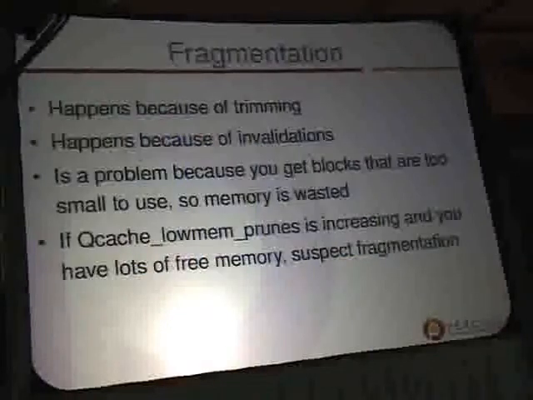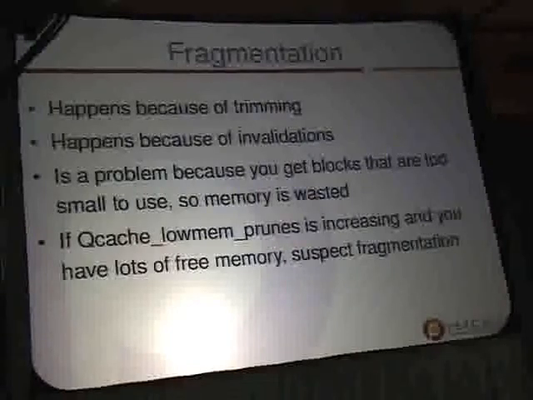Okay. So the next thing is fragmentation, and this is another classic computer science problem. Anytime you're allocating memory or allocating file systems or anything like that, you can get fragmentation. There are several reasons that it can happen. The first is trimming, and I'll show you how that works in just a second. It can also happen because of invalidations. You can throw some results out and leave yourself holes in the query cache's memory. And fragmentation is a problem because you can get holes in the memory that are too small to fit anything in. So that memory is wasted.